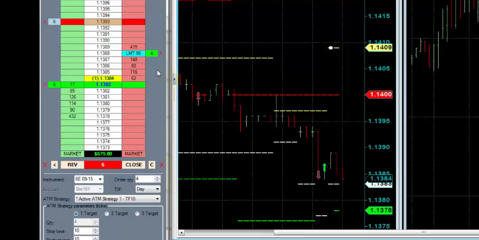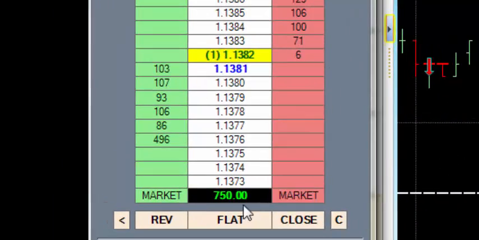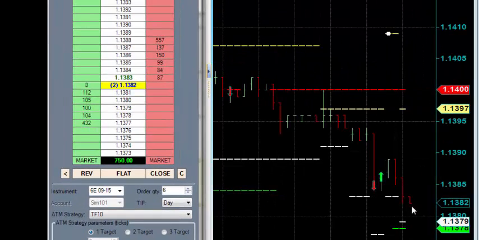Looks like this thing's coming down, unfortunately for us. And there it is. We didn't get picked up on our other 4, but we did hit our profit target. So there's $750, and that was on one relatively short trade. All right, that's it for today. Thanks a lot.